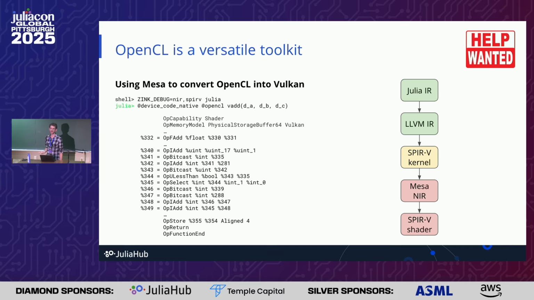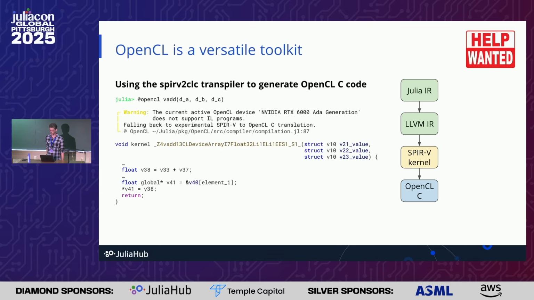In the case of NVIDIA, almost all tests pass. So if you're interested in running OpenCL on an NVIDIA GPU, this is the way forward. The other way forward was to use SPIR-V to CLC, which is the source-to-source compiler going from SPIR-V IR back to OpenCL C. You can here see the generated kernel for, again, a simple vector addition.